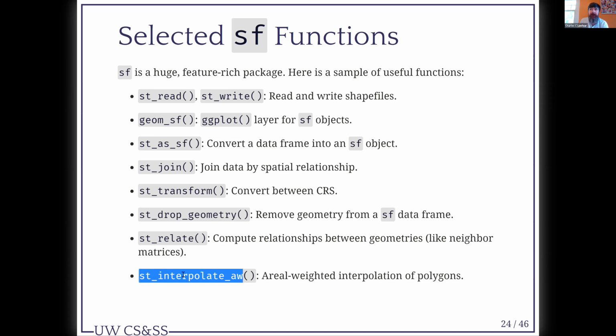Another one, which I actually don't recommend using, is ST interpolate AW, which allows for areal weighted interpolation of polygons. Maybe you have something like election precinct data, but you want to get demographic data onto it. But demographics are measured using census tracts, which don't have the same boundaries as precincts. One way to get demographic data mapped onto your precincts would be to do areal weighted interpolation. This basically puts the polygons of the census tract and the precincts on top of each other and figures out, based on the proportion of overlap they have, how to allocate attributes of one to the other. This is a nice way to merge polygonal data that have uneven overlaps with each other.